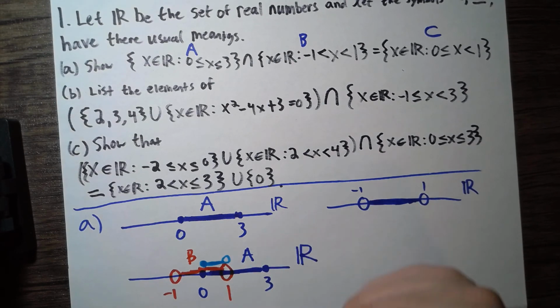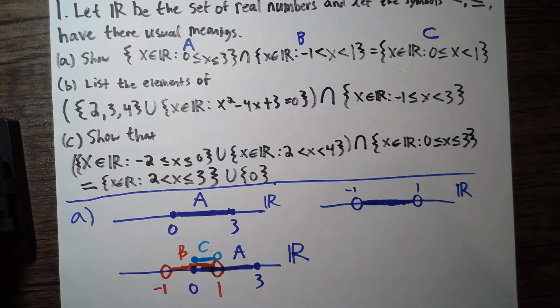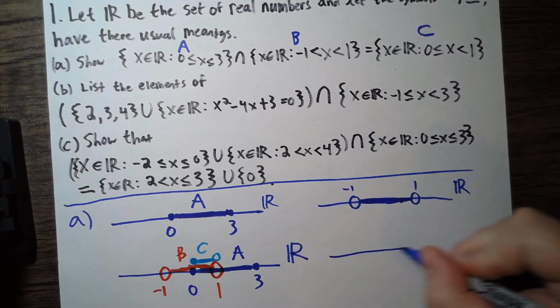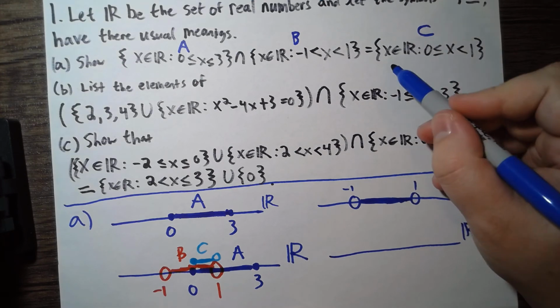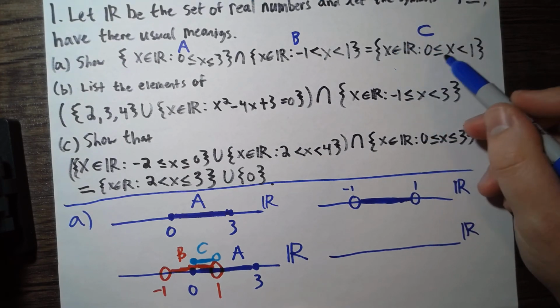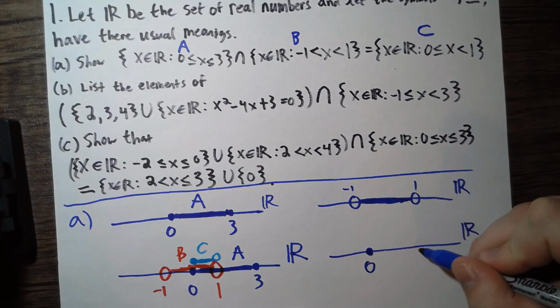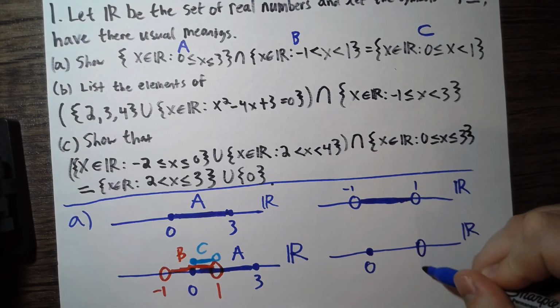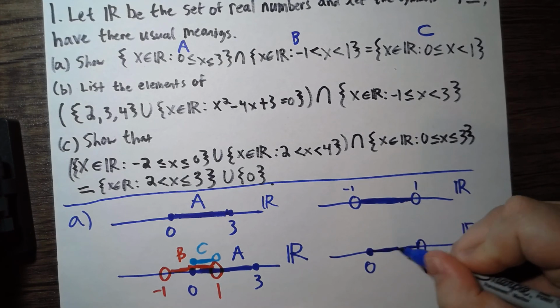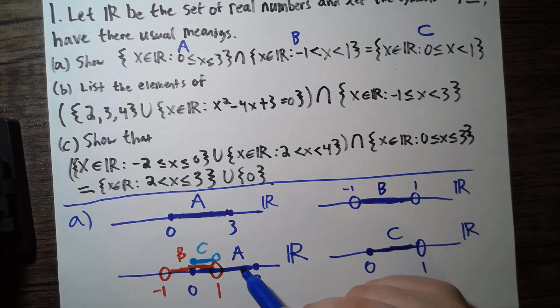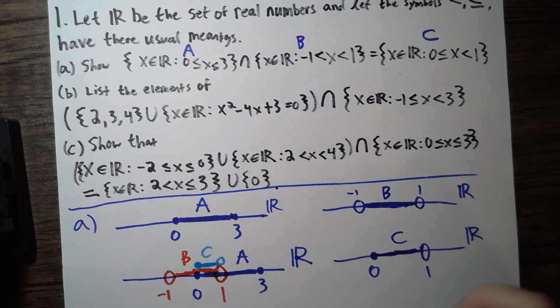So this is going to end up being C, because if we just look at what C is and draw the picture on our real line, it's the real numbers which are between 0 and 1. And that's C. So here we see A intersect B is precisely C. And so that's the first one.